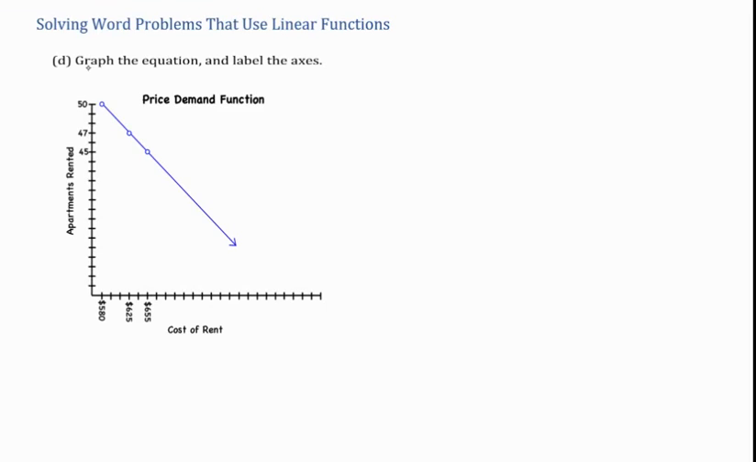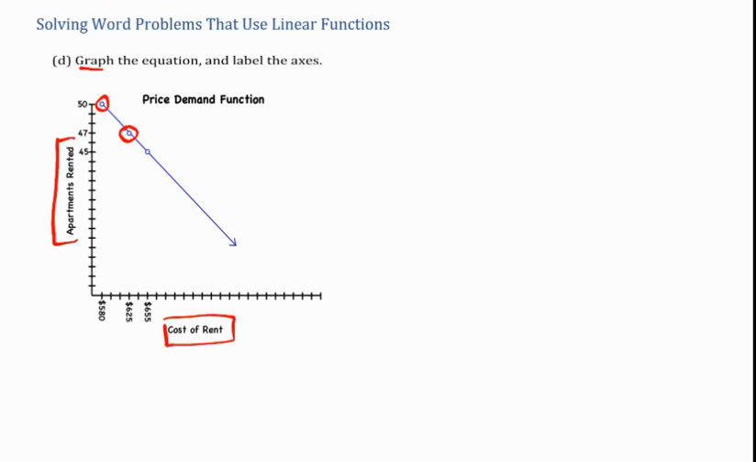So part D says to graph the equation and label the axes. So the x-axis was the rent. The y-axis was how many apartments were rented. And we can take some of our ordered pairs. This first point up here was one of the given points that says $580 rent would have 50 units occupied.